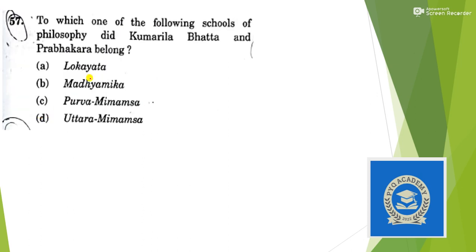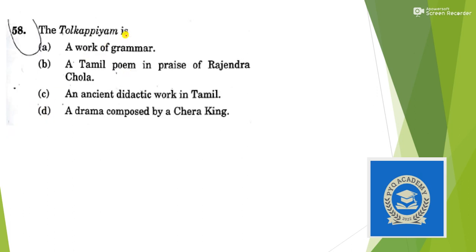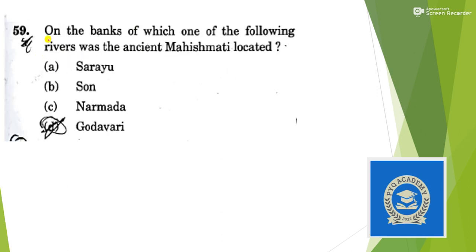Next, to which one of the following schools of philosophy did Kumarila Bhatta and Prabhakara belong? So answer is option C, Purvamimamsa. Next, Tolkappiyam, it is a question from themes also. So answer is option A. Earlier questions are, I think, also from themes. On the banks of which of the following rivers was the ancient Mahishmati located? So it was Narmada. Option C.